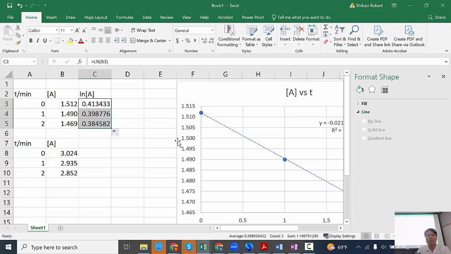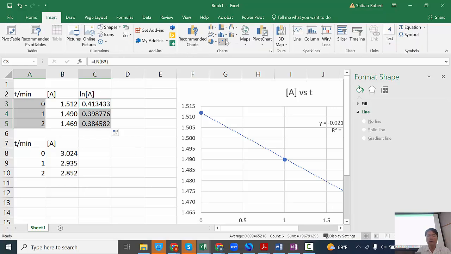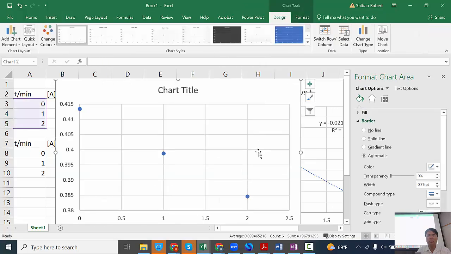So the next plot I'm going to make is the ln of A versus T plot. In order to do that, I'm going to select my X data first, and then Control-click to select my Y data. I'm going to skip over the A. And then I'm going to insert an XY scatter chart. Wow, this looks linear too, doesn't it? That looks linear. And so ln of A versus T.